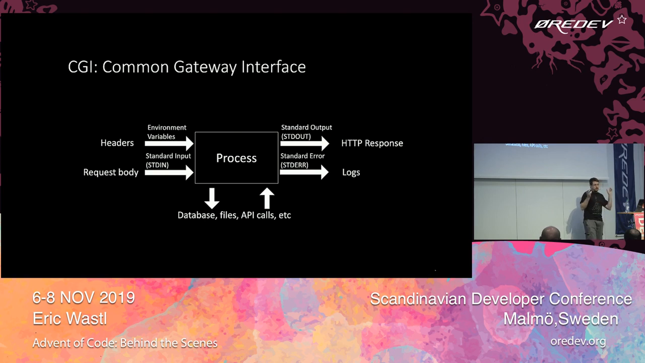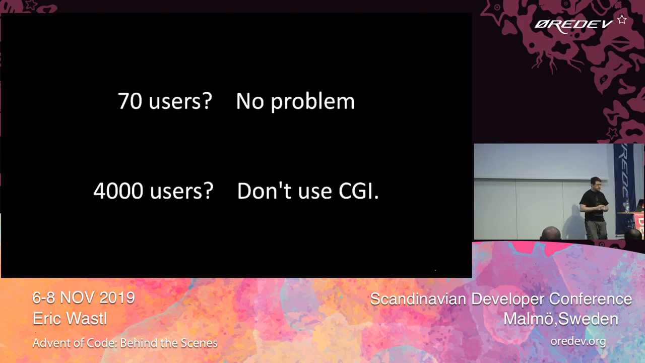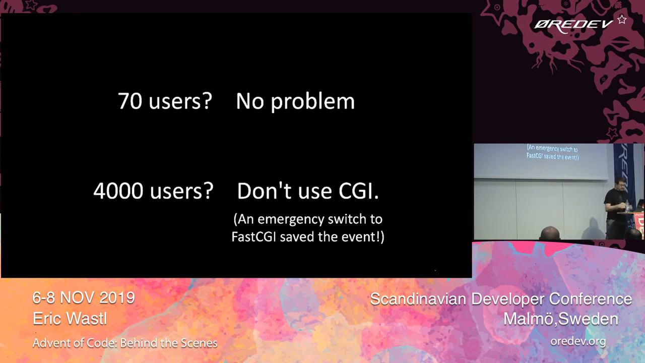But in general, when you're running a process in CGI, you have these kinds of inputs and outputs. And the problem is that while this is simple, this happens for every request you get. Which for 70 users is no problem, but for 4,000 users is very, very, very bad. When you get rid of that overhead by switching to emergency switch FastCGI panic mode, that was a horrifying day, it was much, much better.